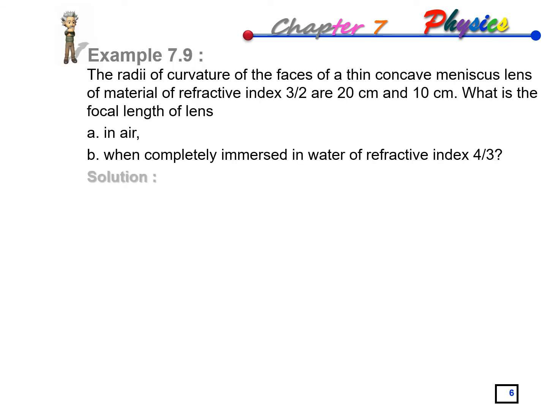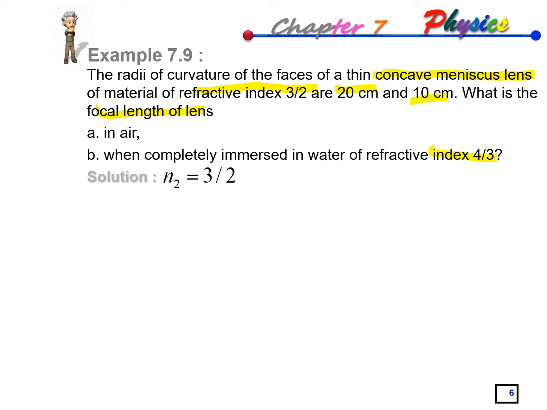Alright, next for example 7.9, which will be the last example. Here you have the radii of curvature of the faces of a thin concave meniscus lens, where the material refractive index is given as 3 over 2, and it has radii of 20 cm and 10 cm. They want to determine the focal length in air, and then when it is immersed in water where the refractive index is 4 over 3.